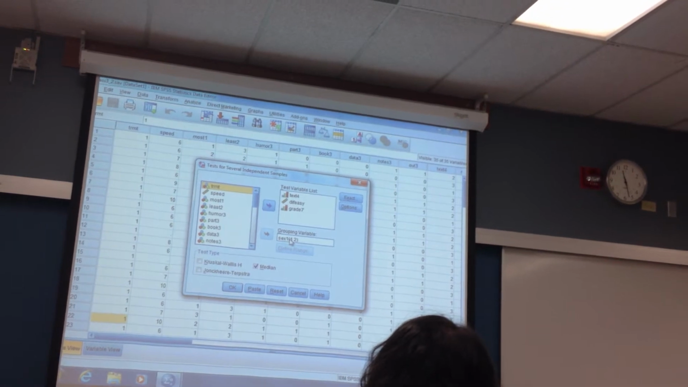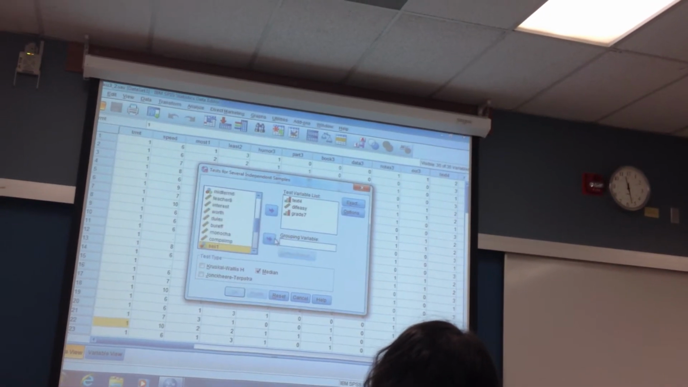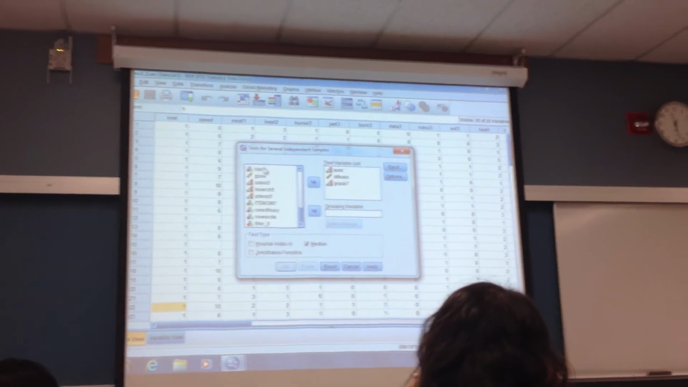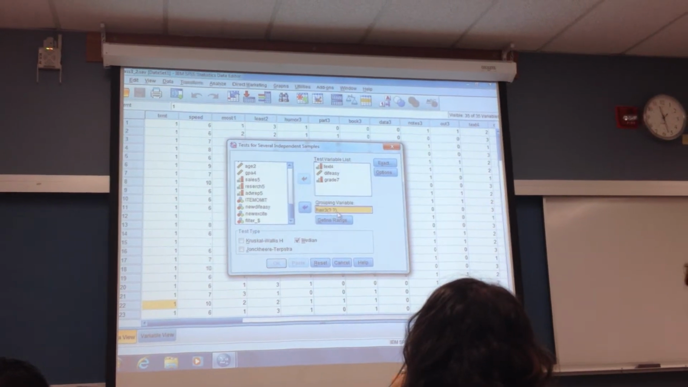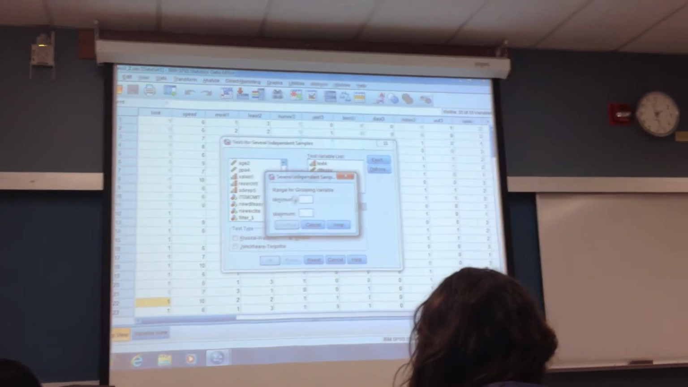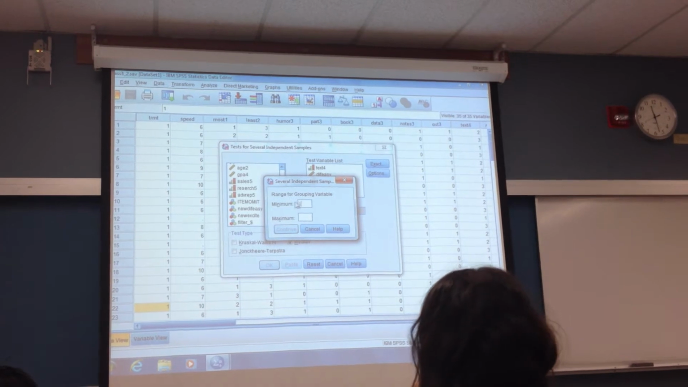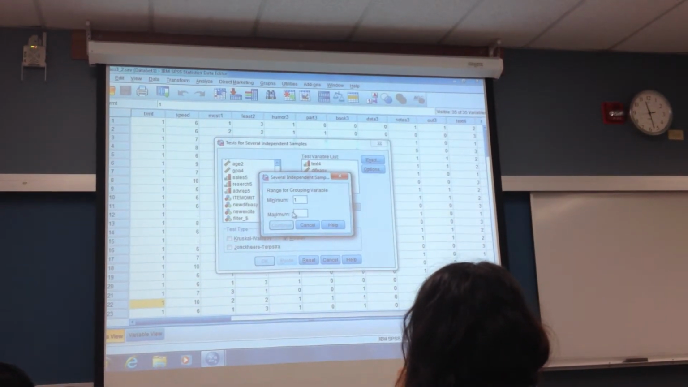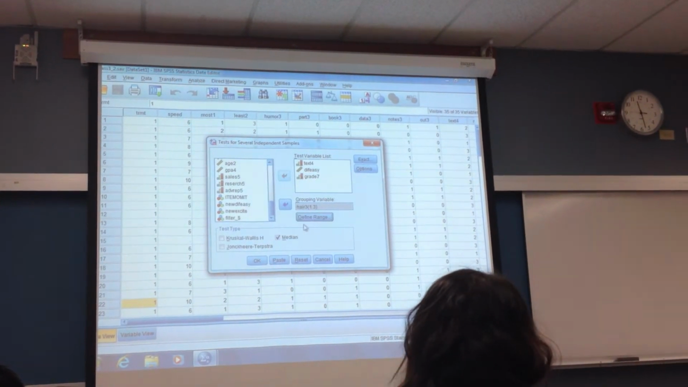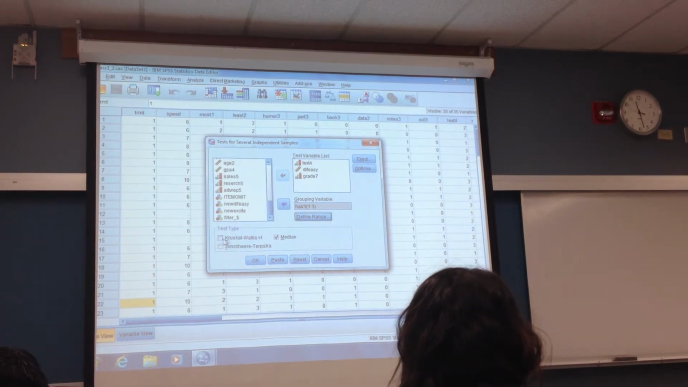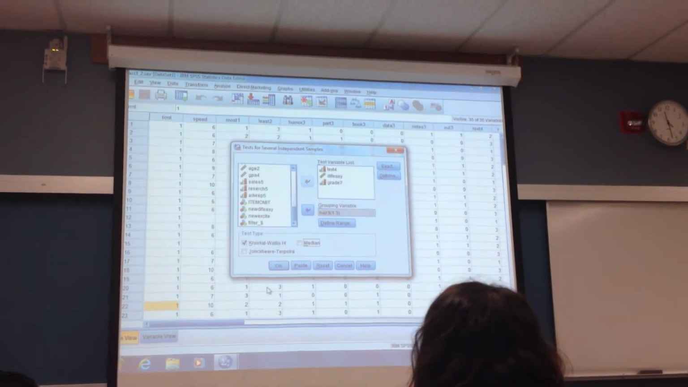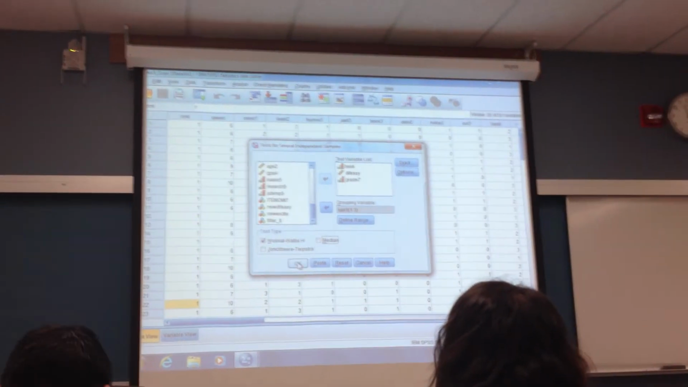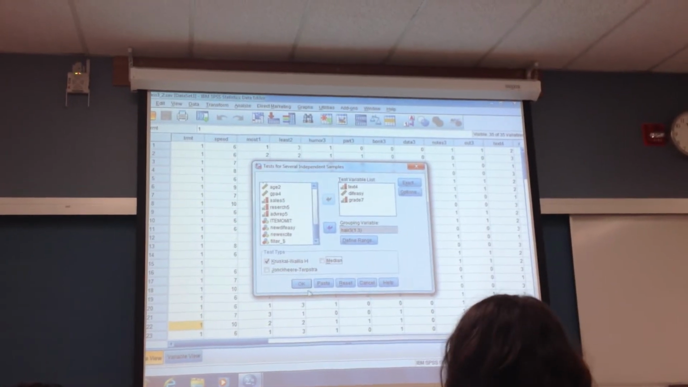Our grouping variable, though, has to be something that's got three categories. What would that be? Hair. Our hair's going in here. Notice it's got the question marks again, so we've got to define what the lowest hair value is that we want in this analysis, and what the highest one is, which is 3. And notice we want to click Kruskal-Wallis here, not the median. Now we just hit OK, and we're going to get 3 Kruskal-Wallis tests.